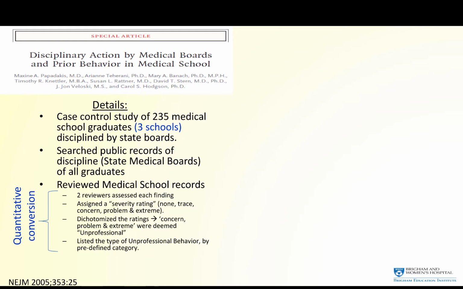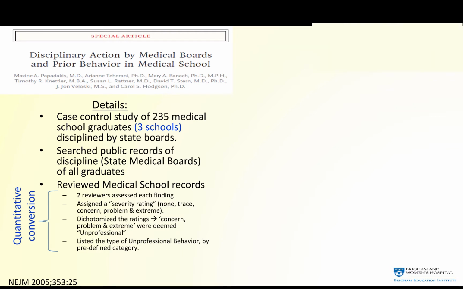They first performed a case control study of 235 medical school graduates from 3 separate medical schools, and these 235 students were disciplined by state boards. They searched the public records of the discipline of all the graduates, and then they went back to the medical schools where these individuals came from and reviewed the records. And what you're going to note here is that they took a very qualitative endpoint, which is professional or adverse behavior, and tried to make it into a quantitatively measurable variable.